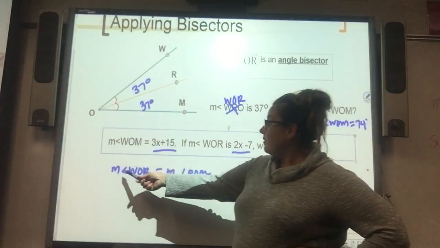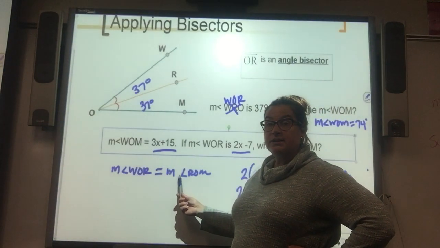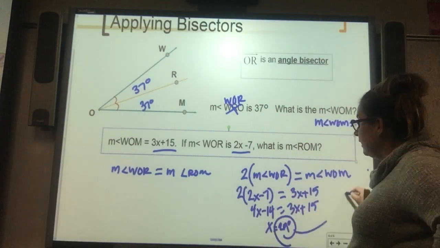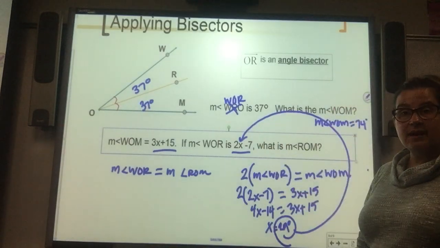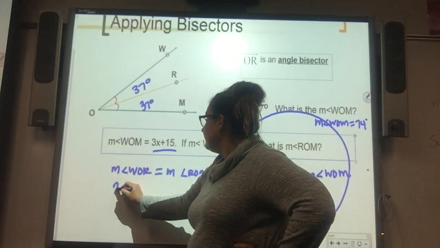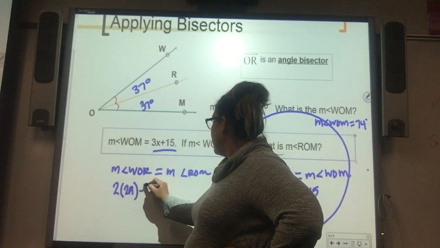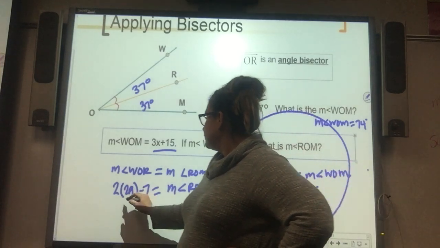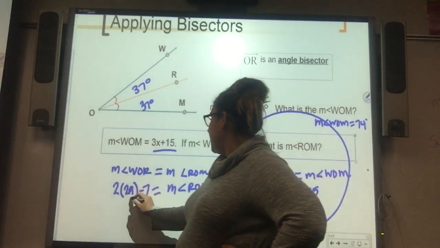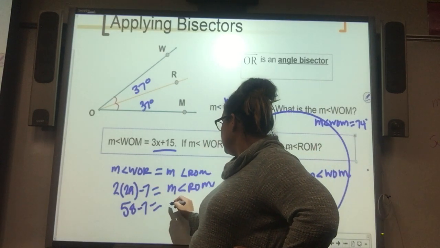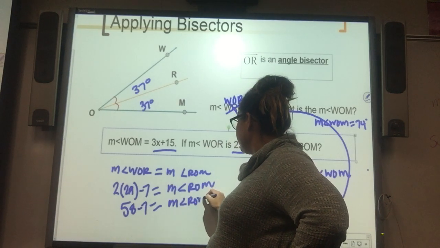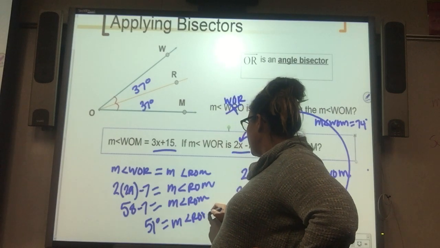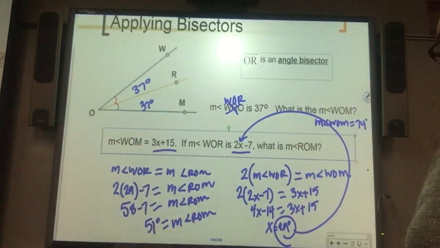If I know that the measurement of WOR is equal to the measurement of ROM, I can then put 29 in for x and solve it out. So 2 times 29 minus 7 is equal to the measurement of ROM. 29 times 2 would be 58, minus 7 is the measurement of angle ROM, so 51 degrees is the measurement of ROM. We're applying algebra, we're using algebra to solve this out.